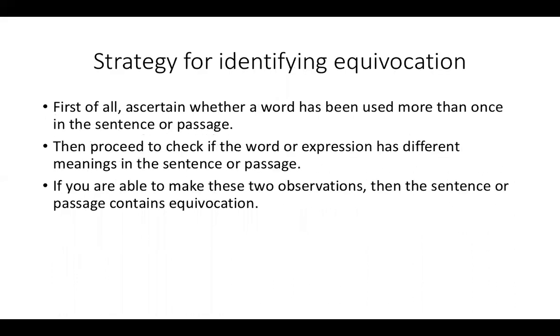Strategy for identifying equivocation. If you want to identify equivocation in a passage, first of all, ascertain whether a word has been used more than once in the passage. Then, if you see words that have been used more than once, the next step is to check if the word or expression has different meanings in the passage. If you're able to make these two observations, then the sentence or passage contains equivocation.